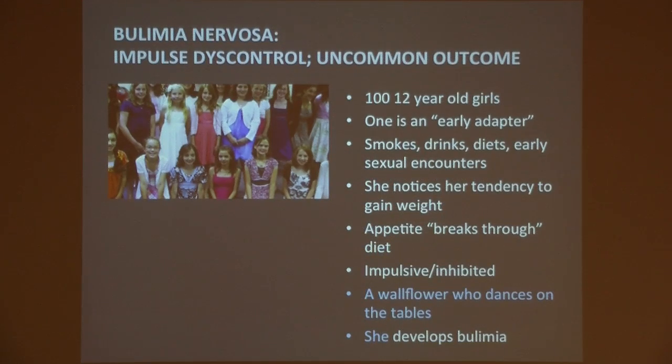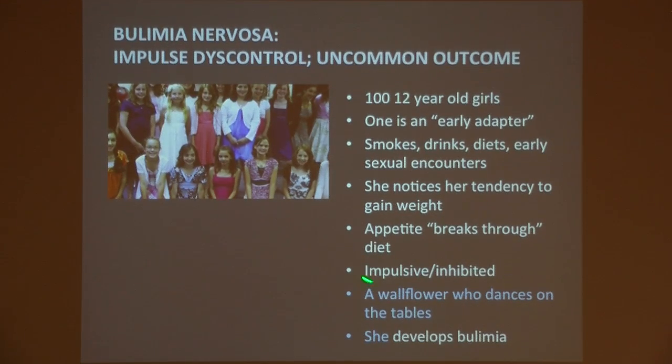Bulimia nervosa, impulse discontrol, but still an uncommon outcome. Same 100 girls. One of them is an early adapter. She tries smoking, she tries drinking, she goes on that diet, she might have some early sexual encounters. She also notices her tendency maybe to gain weight a little bit faster than her peers and is uncomfortable with that. She goes through puberty earlier. When she goes on that diet with her peers, her appetite breaks through. She just can't handle the dieting.